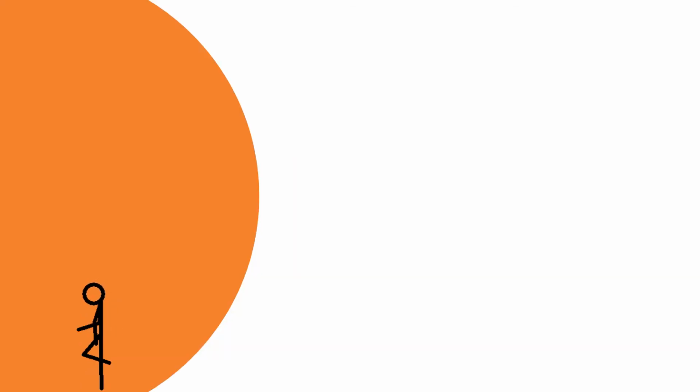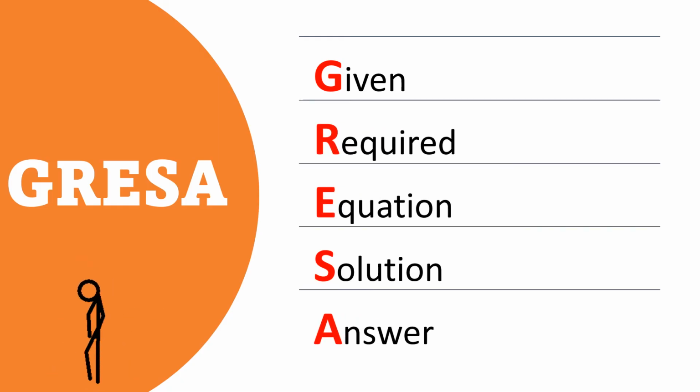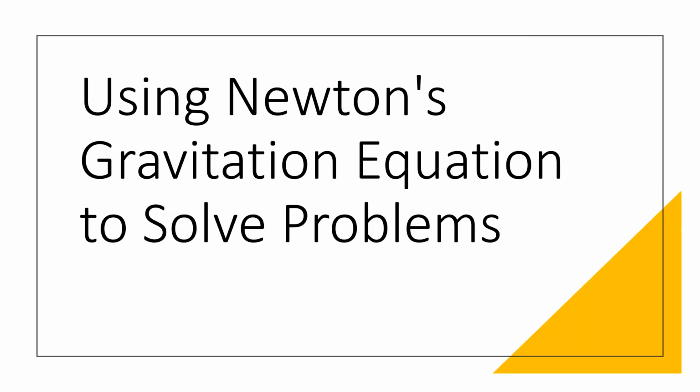Okay, since we will do solving, I will introduce the mnemonics that I want you to use to make your solution easier to check and at the same time easier to understand. And that is GRESA. GRESA stands for G as given, R as required, E for equation, S for solution, A for the answer. So for this part of the video, you're going to use Newton's gravitation equation to solve problems.